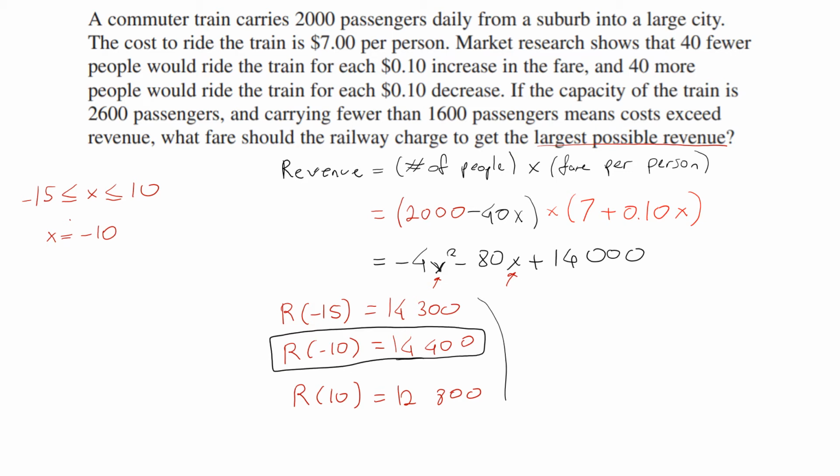So what does that mean? That means if I plug in negative 10 for my fare over here, because it asks for what fare should I charge for the people, I'm going to get the value of 7 plus 0.10 times negative 10.